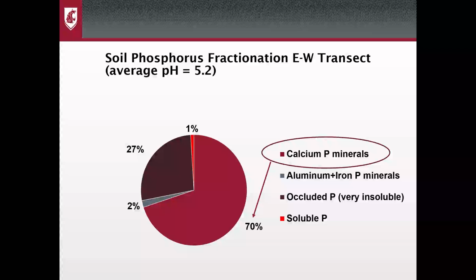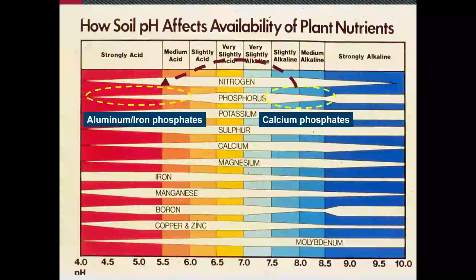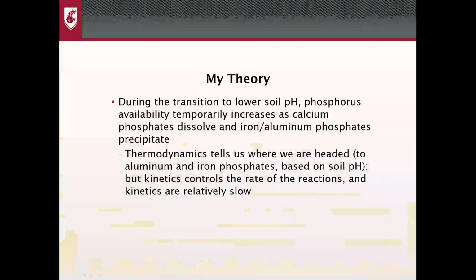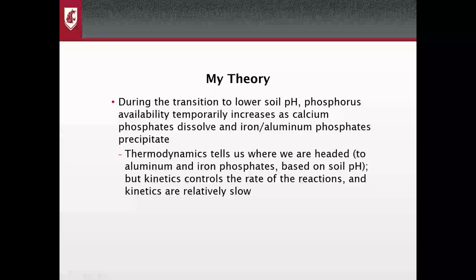So again, think about that in relation to this graphic that tells us at an average pH in the 5 to 5.5 range that iron and aluminum phosphate should be driving the chemistry. So my theory is that as we've transitioned from neutral to slightly alkaline pH and have moved to much lower pHs, we've temporarily increased the solubility and availability of phosphorus as the calcium phosphate minerals dissolve on their way to forming more iron and aluminum phosphate. The reason I say this is that the graphic that shows us nutrient availability as a function of pH is based on thermodynamics, and thermodynamics tells us where we're headed, what should be present in terms of the minerals given the conditions like pH.